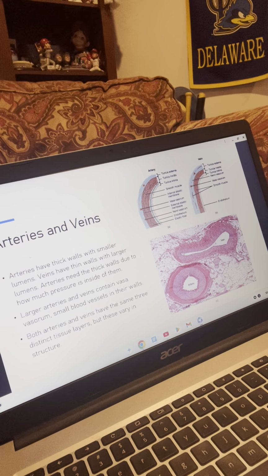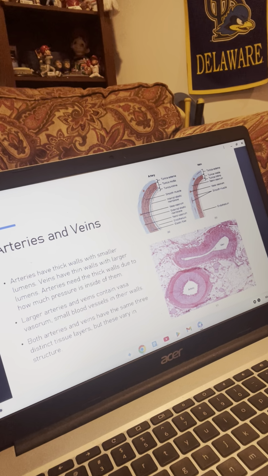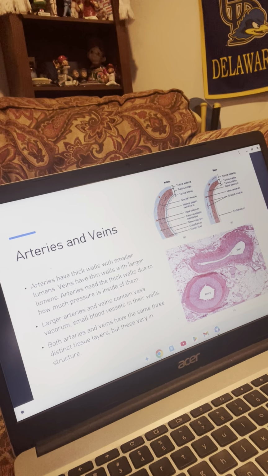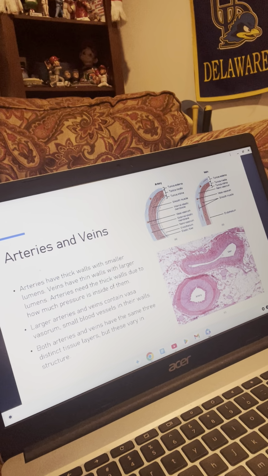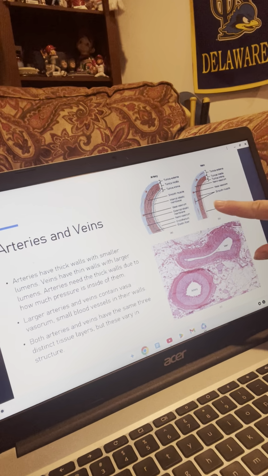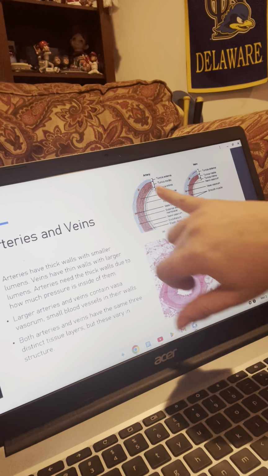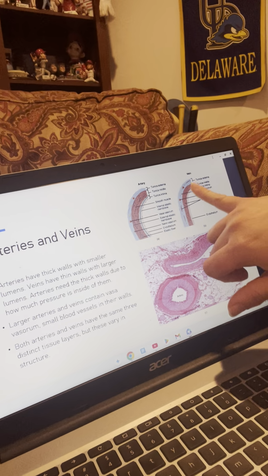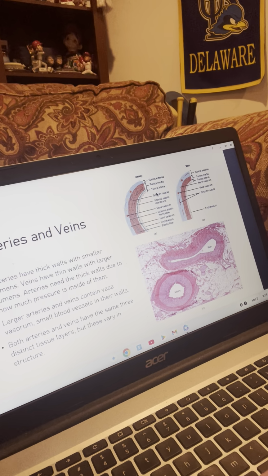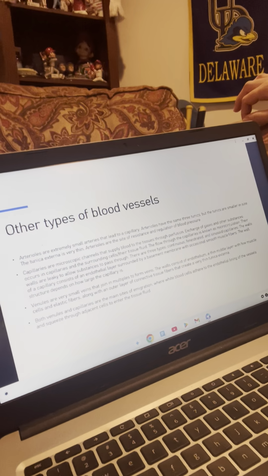It goes over how larger arteries and veins contain vasa vasorum, and how both arteries and veins have the same distinct tissue layers but vary in structure, and that's why I included this picture over here as well. I think it shows the difference between an artery versus a vein. Although they have the same 3 tissue layers, they look a lot different, and they even look different depending on what kind of artery or vein it is. This slide here goes over other types of blood vessels.